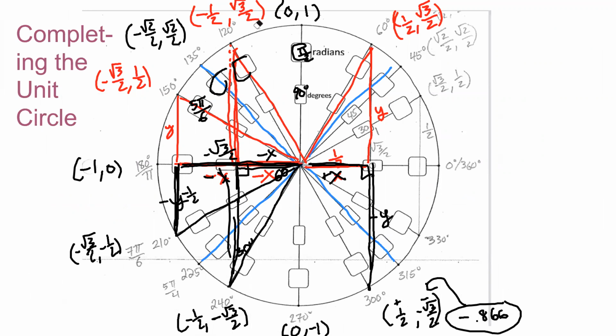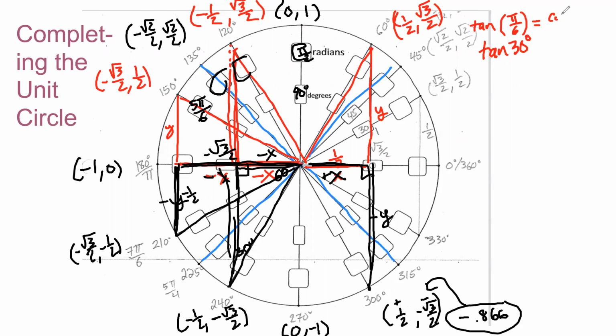Okay, so let's say I want to find the tangent of 30 degrees, because I think we only did one example last class period. Let's do a couple of examples. Let's find the tangent of 30 degrees, which is pi over 6.